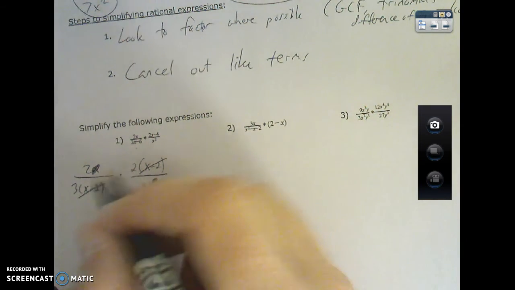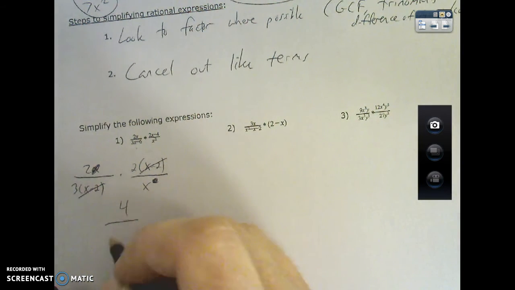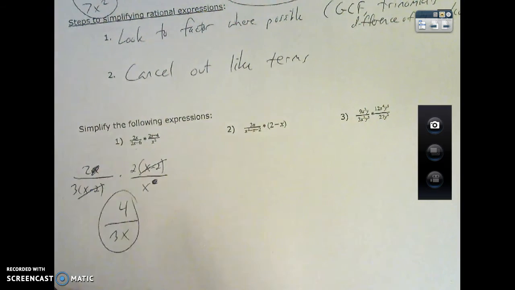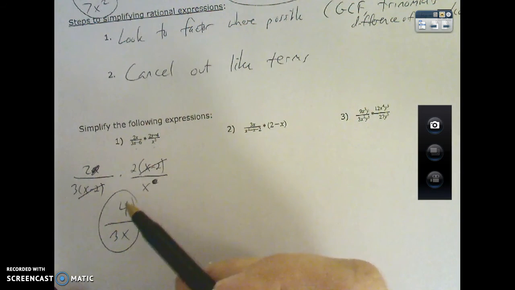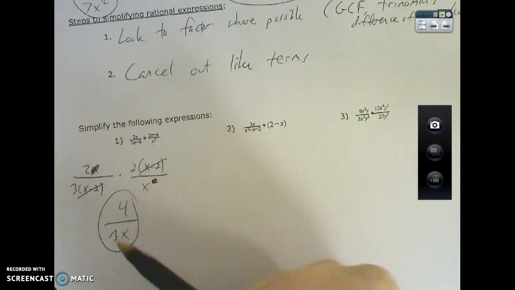I have 1x on top, 2 x's on the bottom, so take 1 away, take 1 away. And now I just multiply everything that's left. 2 times 2 is 4. And then 3 times x is 3x. See how pretty that is? Look how crazy it looked in the beginning. Look how we did a little bit of just GCF factoring, and look what we ended up with.